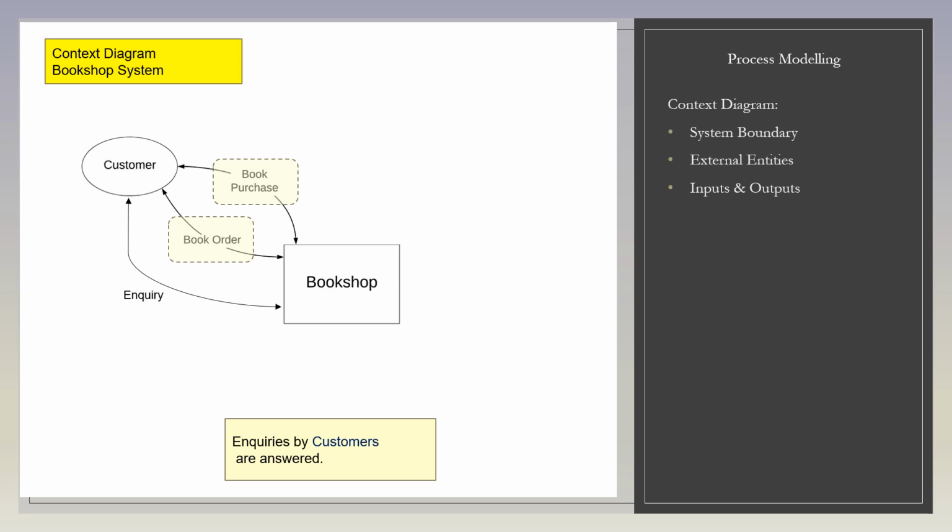The point I'm illustrating is that at the top level, on a context diagram, you do not necessarily have to show every single data flow. If you need to add this detail, it can be done later on.